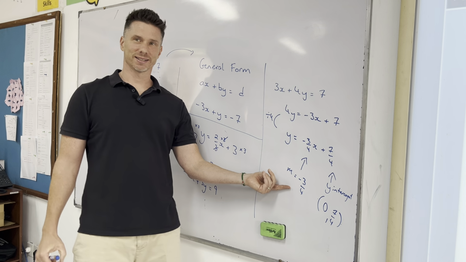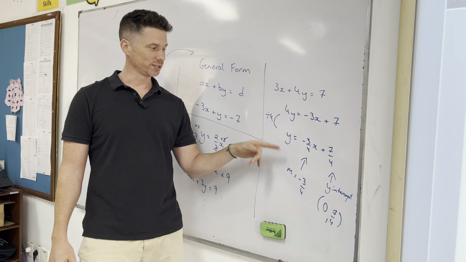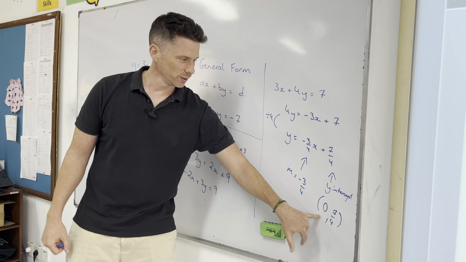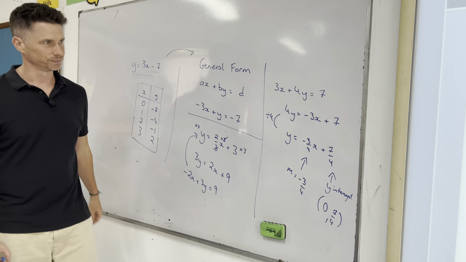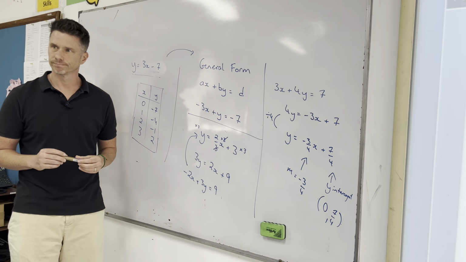Yeah, this is the gradient. That is not necessarily a coordinate. That's just saying how steep it is. It goes down 3 for every 4 it goes over. And this is the coordinate. So any point on that y-axis has an x value of 0. For general form, where would the gradient be?